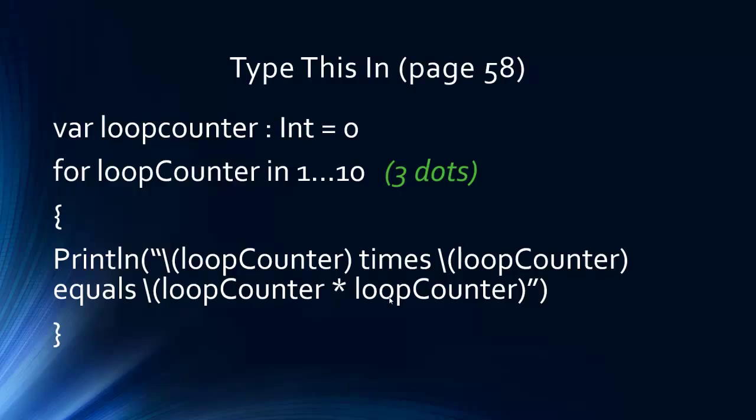So what should happen if you enter this line of code is it should say, 1 times 1 equals 1, 2 times 2 equals 4, 3 times 3 equals 9. So it goes through the entire loop, 1 times, 2 times, 3 times, 4 times, 5 times, and then multiplies it by itself and gives you the multiplied amount. So just make sure that you remember the triple dot with the number on the left, number on the right. That tells the loop exactly how many times to run.